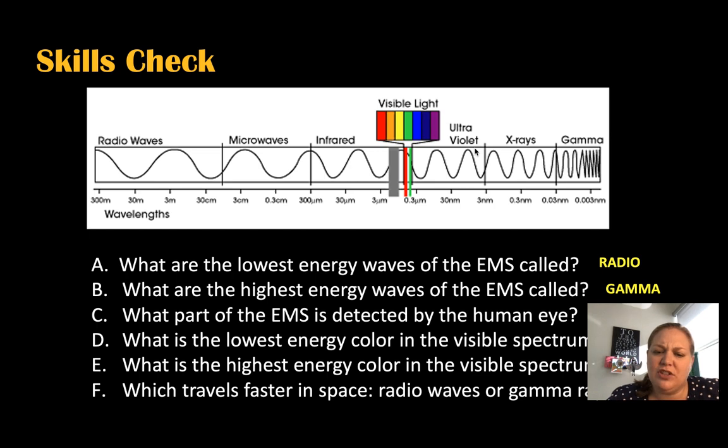So then which one travels faster in space, radio waves or gamma rays? You sure? You're positive? It's a trick question. They both travel at the same speed. Remember, radio waves, microwaves, infrared waves, visible light waves, ultraviolet rays, X-rays, and gamma rays all travel at the same speed. They all travel at the speed of light.